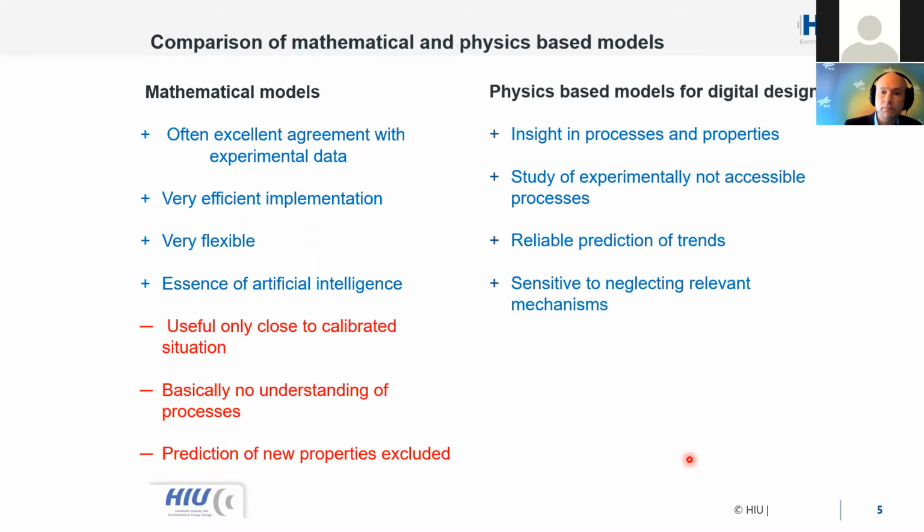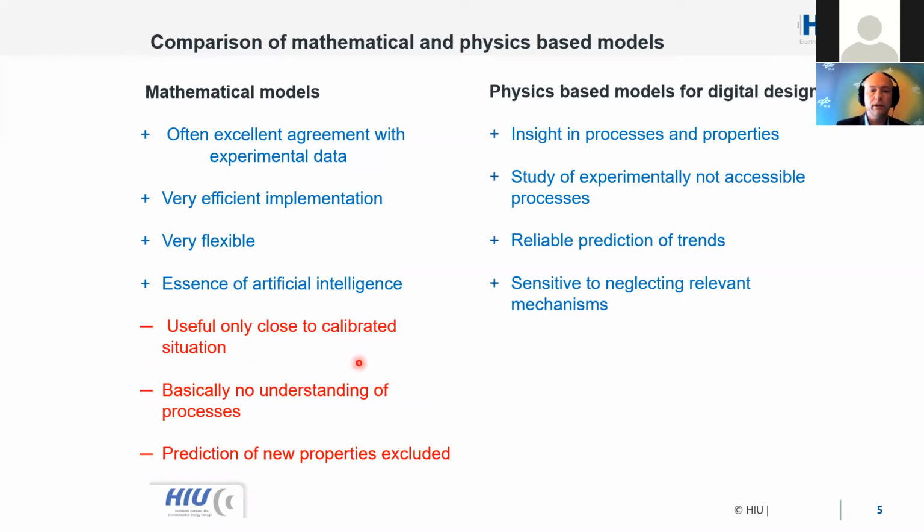The physics-based models are supposed to give insight into processes and properties. They should allow study of experimentally not accessible processes. That was what we did the first time for microstructure-resolved models. We think we can give reliable predictions of trends, but we are not always consistent with the experimental data. And the reason is that we have model errors. I usually interpret this as a good thing, since if our model is sensitive to neglecting relevant mechanisms, we can see by comparison with experiments that something is missing and we have to improve our models.